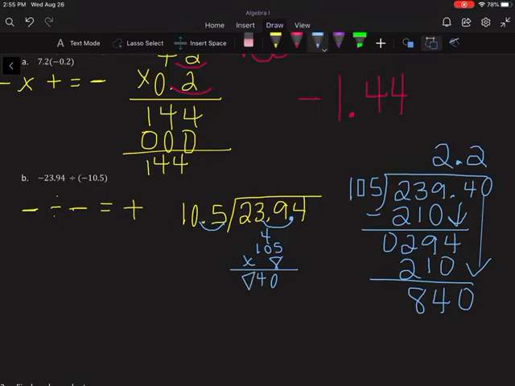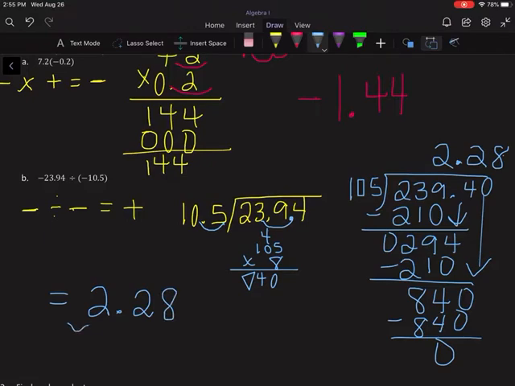And that's perfect. So anytime you do these, it will be a terminating decimal. So always go the next step. So what did we have there? 8, right? 8 times 105 is 840. And then we subtract, and that's 0. So our answer is 2.28. All right, and not negative.